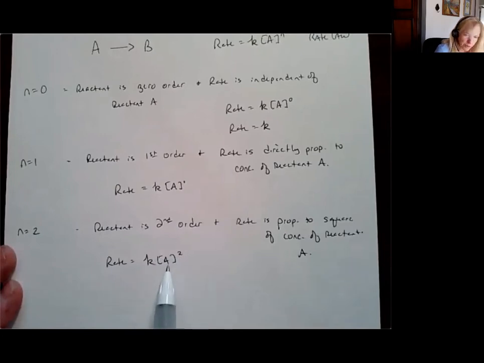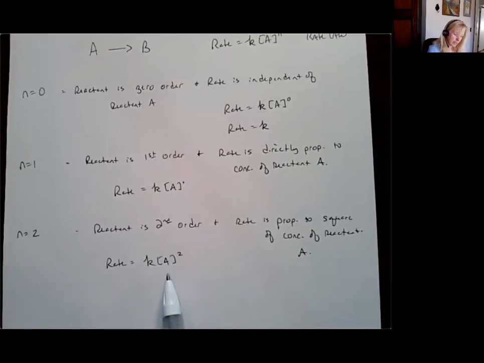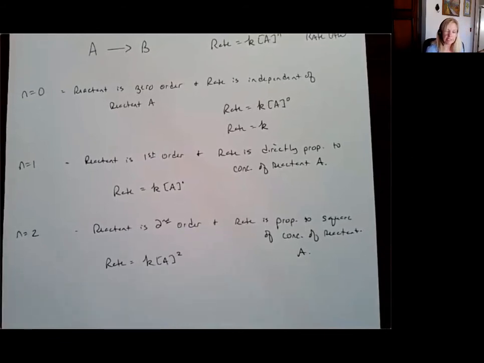If I double my concentration of A, that's going to quadruple my rate. So if I start with 1 molar, then I'm going to have a certain rate. If I start with 2 molar, now my rate is going to be 4 times that amount. So that means that the concentration of A has a very significant effect on the overall rate of that reaction.